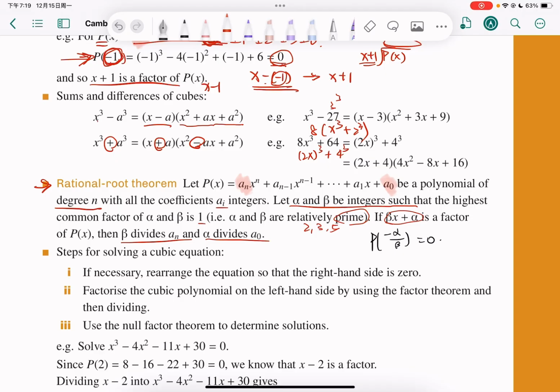Or more commonly in the questions, if p of negative alpha divided by beta is 0, then that means beta x plus alpha is a factor of the polynomial.